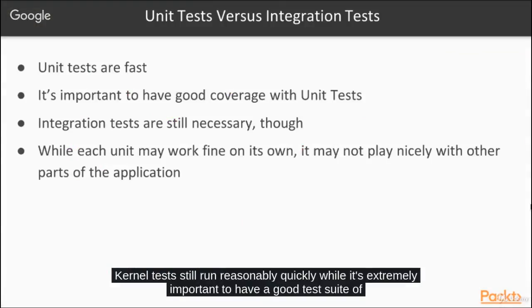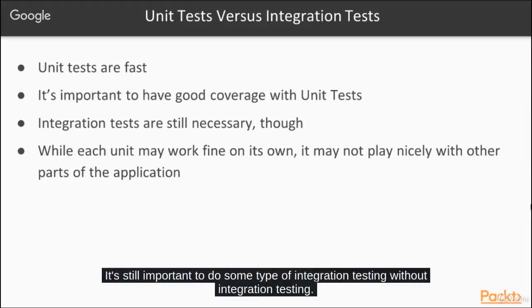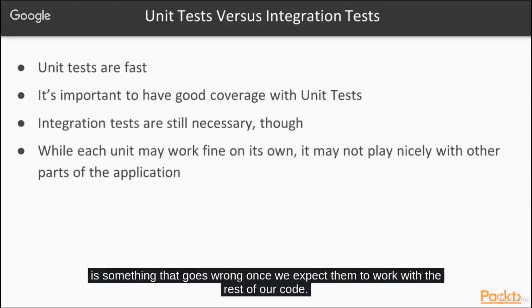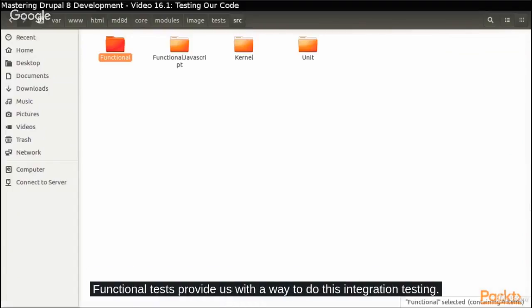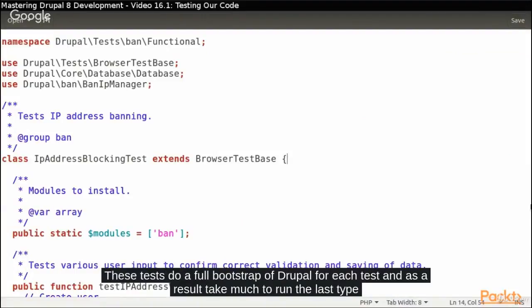While it's extremely important to have a good test suite of unit and kernel tests, it's still important to do some type of integration testing. Without integration testing, it's possible that we will have parts of our code that work perfectly fine in isolation, but that there is something that goes wrong once we expect them to work with the rest of our code. Functional tests provide us with a way to do this integration testing. These tests do a full bootstrap of Drupal for each test, and as a result, take much longer to run.